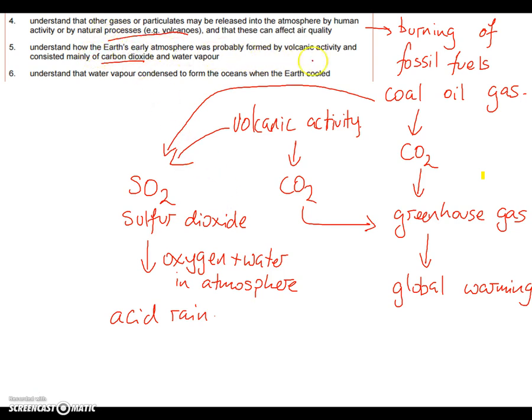The Earth's early atmosphere was formed from volcanic activity consisting mainly of carbon dioxide and water vapor. So when the volcanoes erupted in the early Earth's past, they released the carbon dioxide from the carbonate rocks and the water, which was buried underground, that went up into the atmosphere, and eventually, as it says here, the water vapor condensed to form the oceans.